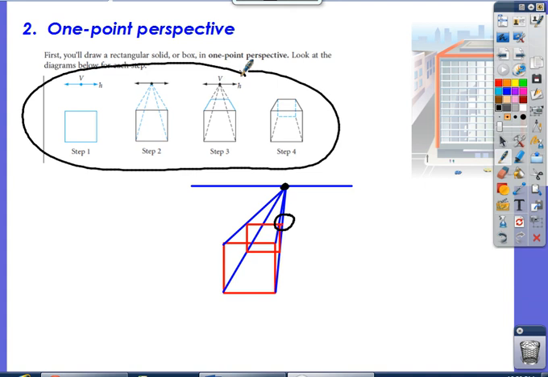The last step is you need to erase all the lines that are not a part of your two boxes. Okay? And the lines that are not a part of our two boxes are going to be here, here. You're just going to erase all these that are not a part of your boxes.